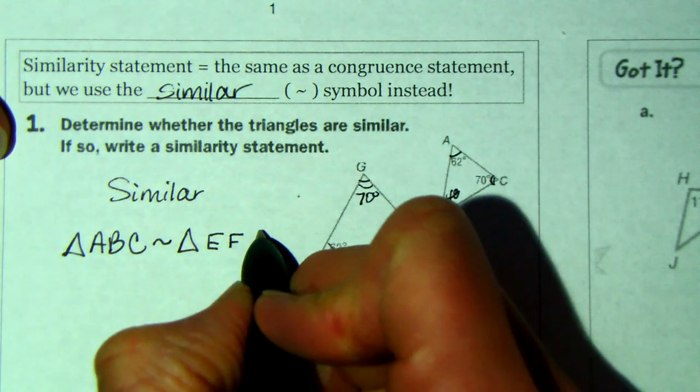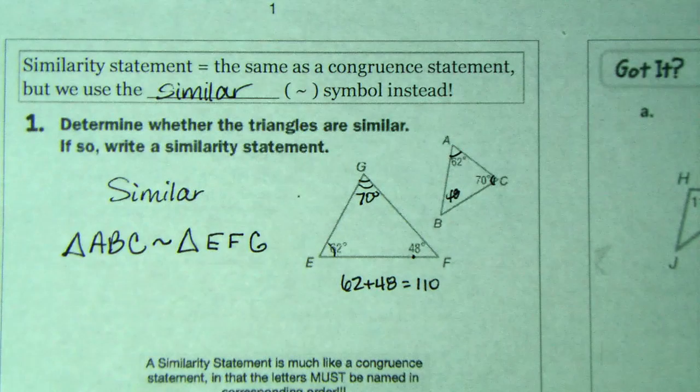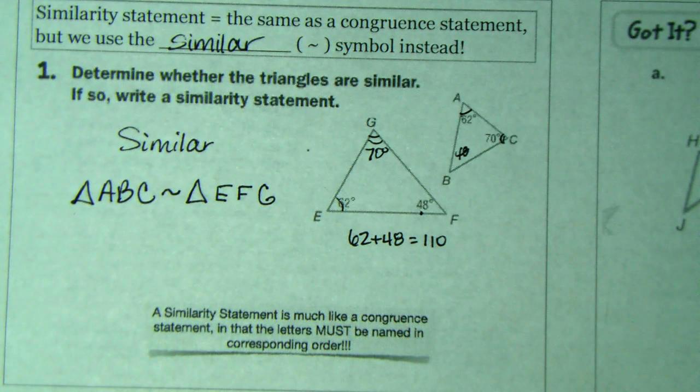Now, that one's pretty easy because they name them both in alphabetical order, but know that they don't always do that, okay? Sometimes they switch it around just to trick you. Okay, so on the bottom, a similarity statement is much like a congruent statement. They must be named in corresponding order.